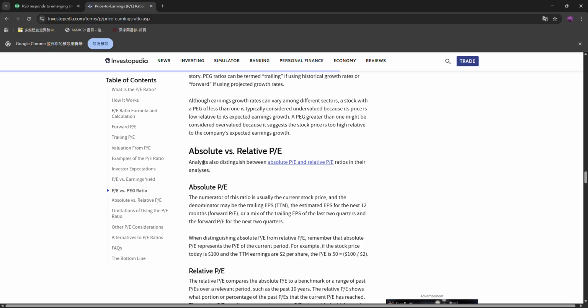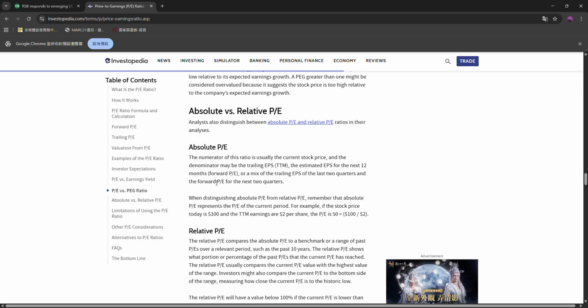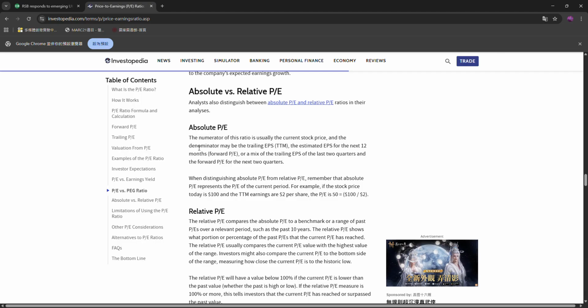Absolute and relative PE. In PE analysis, we also distinguish between absolute PE and relative PE ratio. Absolute PE: the numerator of this ratio is usually the current stock price, and the denominator may be the trailing EPS, the estimated EPS for the next 12 months (forward PE), or a mix of trailing EPS of the last 2 quarters and the forward EPS of the next 2 quarters.